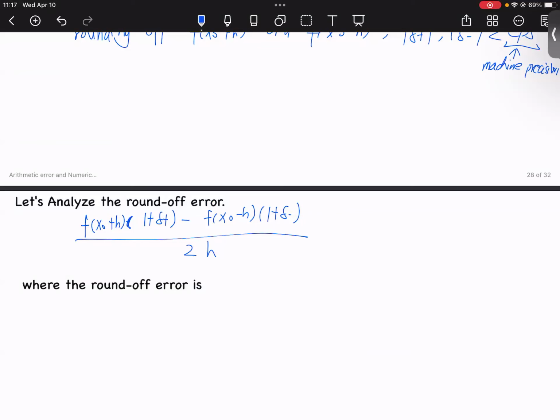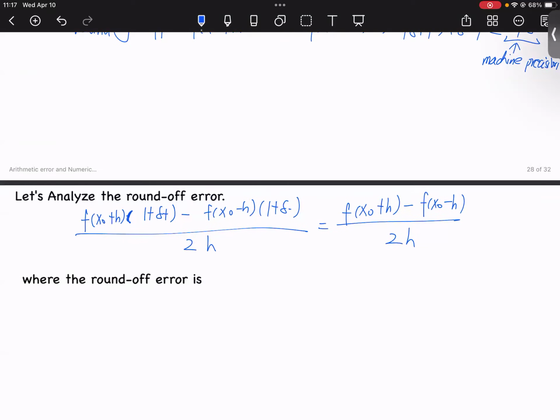And we want to calculate the relative error here, which means that we want to write it into this format. So here we are going to write it as f(x0 plus h) minus f(x0 minus h), divided by 2h. And then what is the error? I'm going to write the error here, R_h.